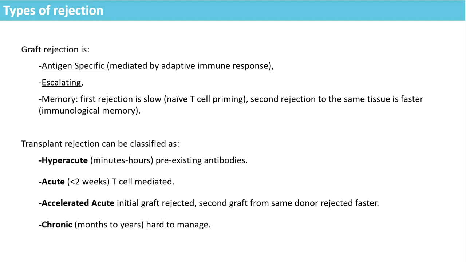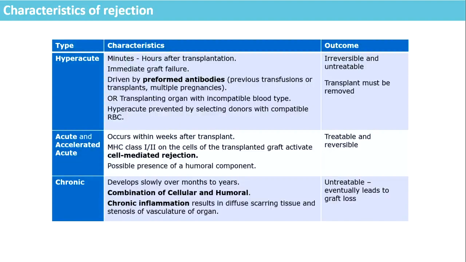We then have acute, which is about 2 weeks or so. And then we have accelerated acute, which is much faster. So if you encounter tissue from the same donor a second time, obviously you've got that memory, it will be rejected faster. And then you've got chronic, which is much slower and tends to progress over several years and is quite hard to manage. This table just summarizes the four classifications.